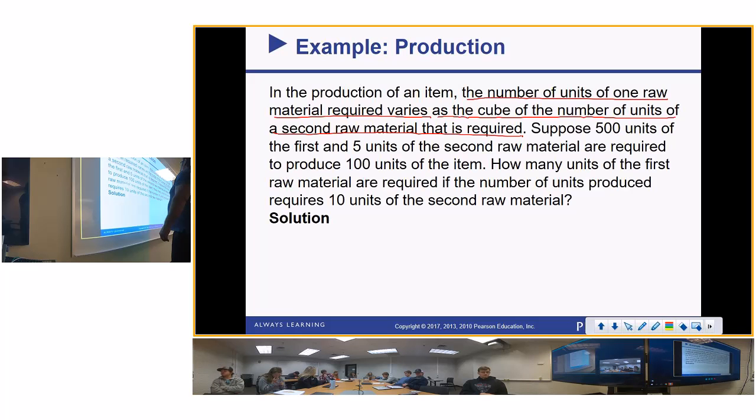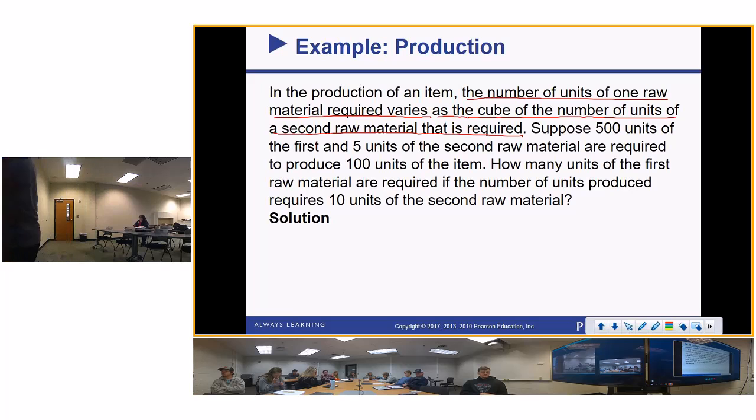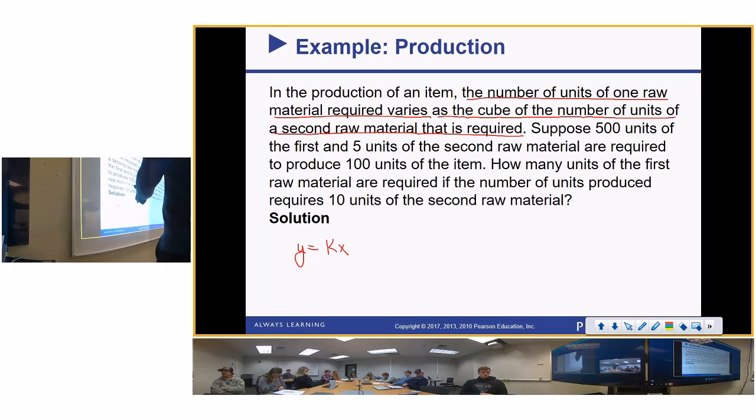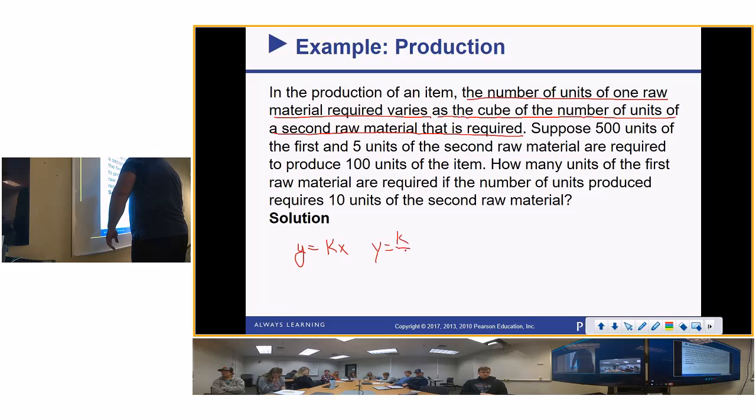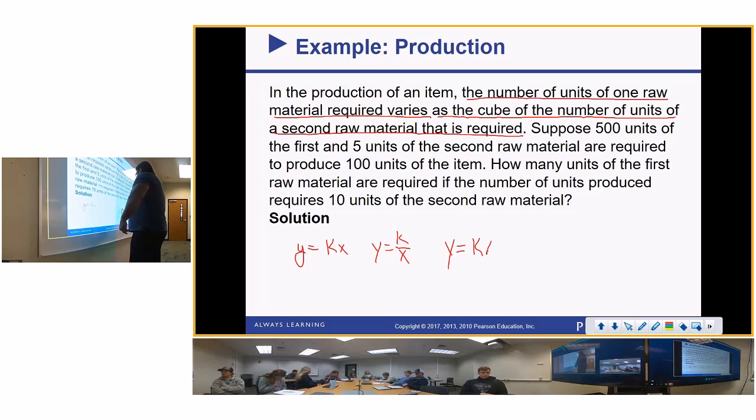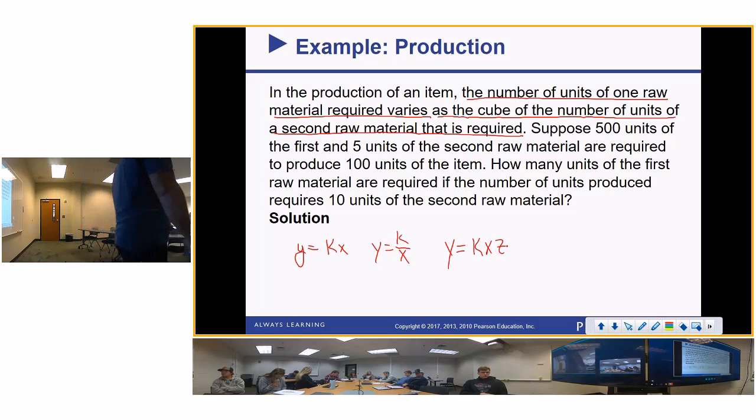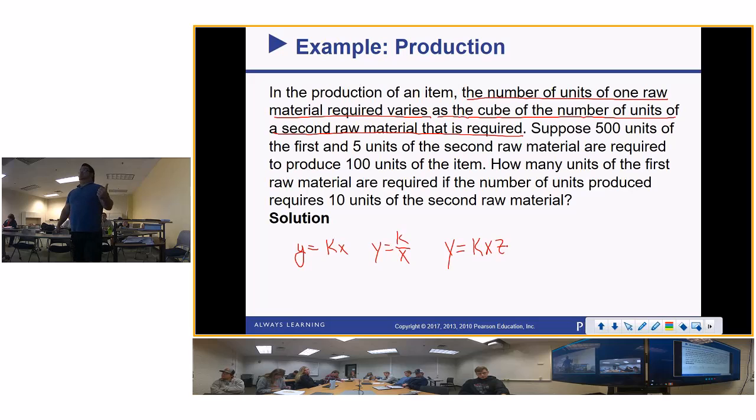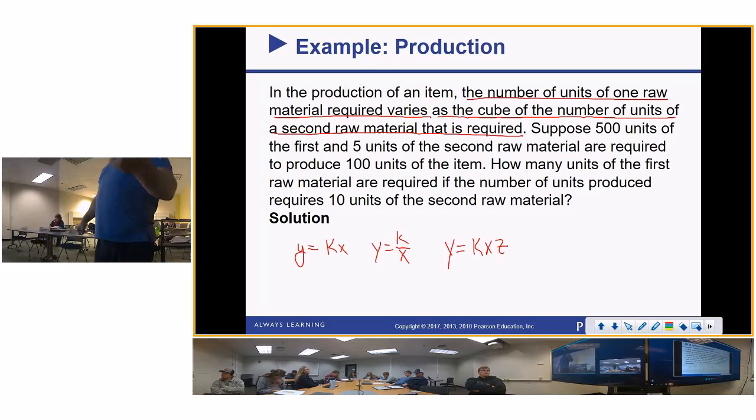All right, and they just gave us, remember, this is from your Algebra 1 and Algebra 2, y is equal to k times x. That is direct variation. Y is equal to k over x is inverse variation. And y is equal to kxz is joint variation. So you should remember that from your Algebra 1 and Algebra 2. Y'all remember that? A little bit. Okay, well, there's your three.